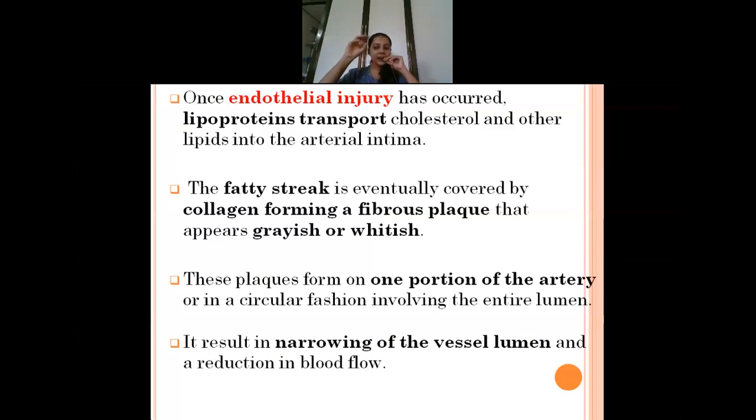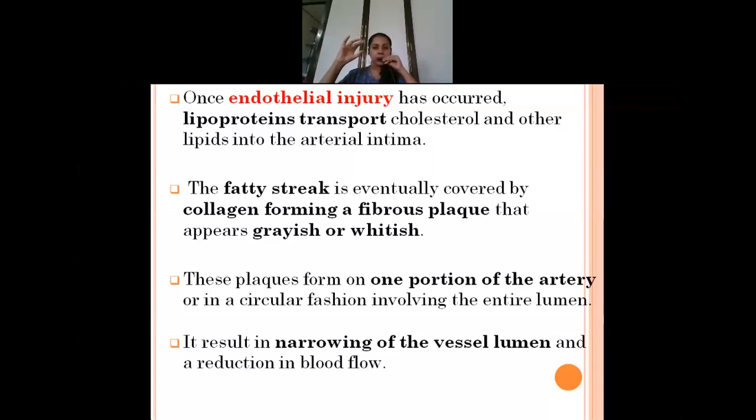And this plaque or fat or atheroma develops in one portion. Suppose this is the lining, in this portion one side it will start to develop, and slowly it will start to cover up in a circular manner, and it may also block the entire lumen. So if this is the blood vessel, it starts to deposit in one corner and slowly it will increase, so it may even block the entire blood vessel.